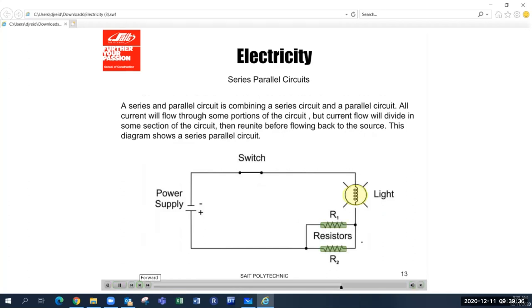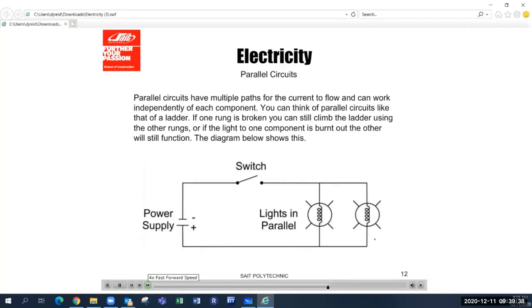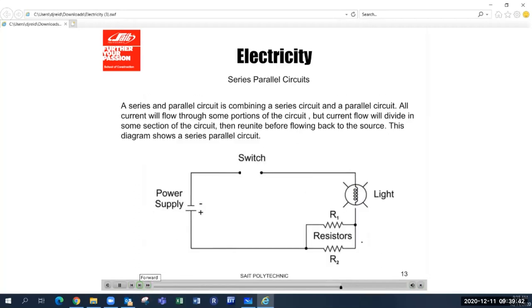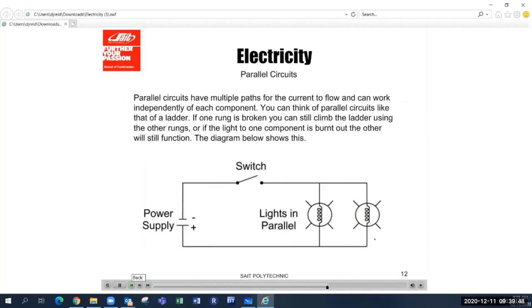Oop. Combining a series circuit. Let me go forward again. Oh, I don't want to go fast. I just want to go. Oh, it's normal. Okay, let me go back one more.